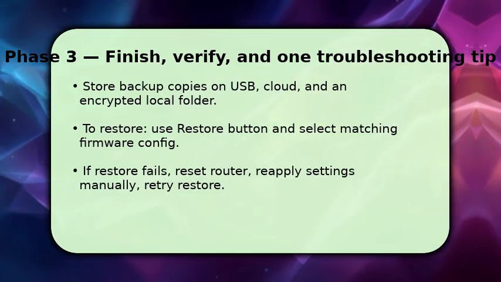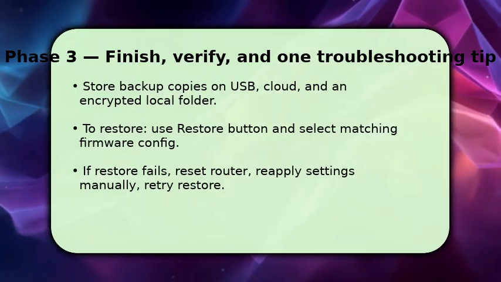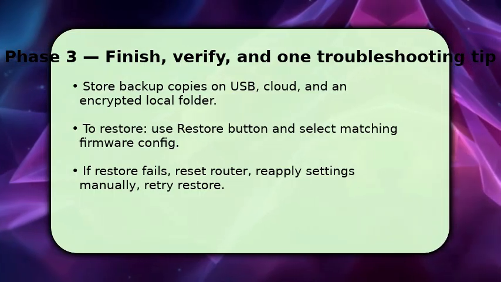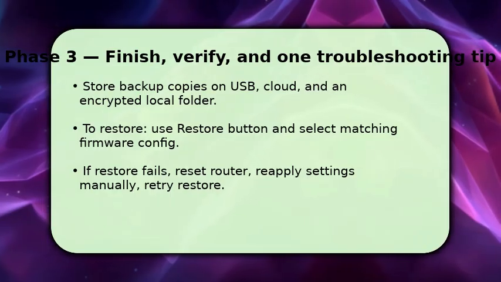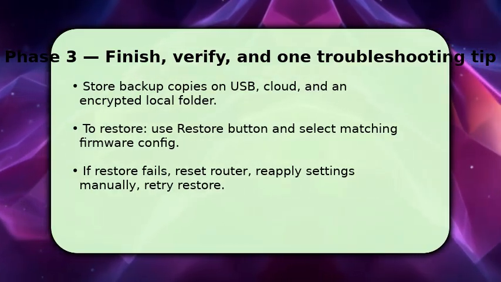When you need to restore, log back into the GUI, choose Restore, and select the file that matches the router model and firmware. Mismatched firmware can break settings. If something goes wrong, factory reset the router, reapply essential settings manually, then try restoring the file again. That sequence often resolves corruption issues.